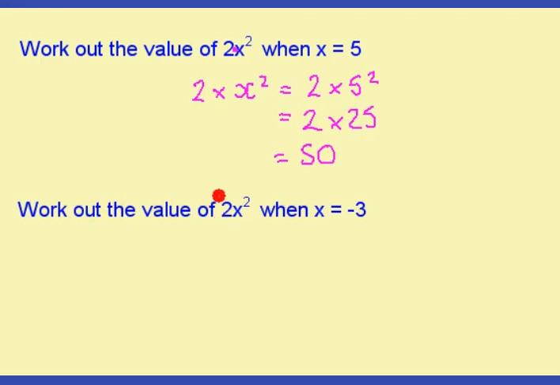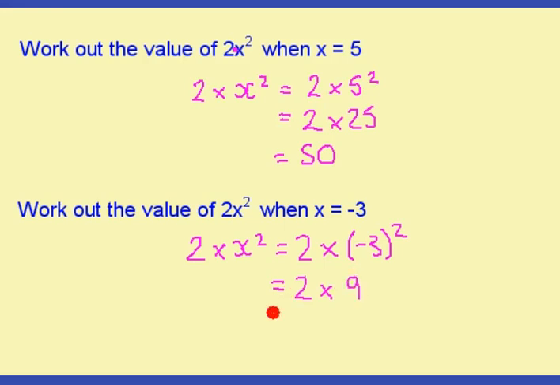In this question, we're asked to do 2x squared again, but this time x is minus 3. So we've got 2 times x squared, but x is minus 3. Now, when we've got a negative, we need to put it in brackets. That's very important. Minus 3 squared gives me 9. So I'm now doing 2 times 9, which is 18.